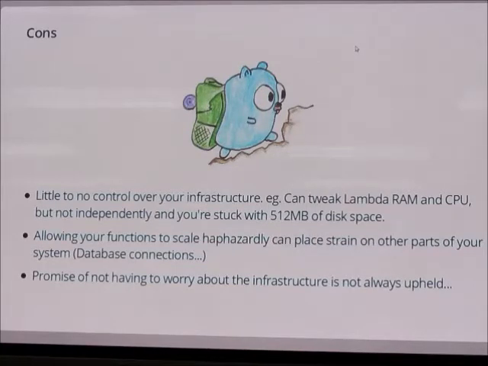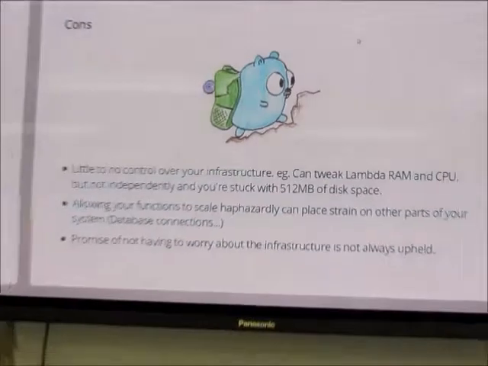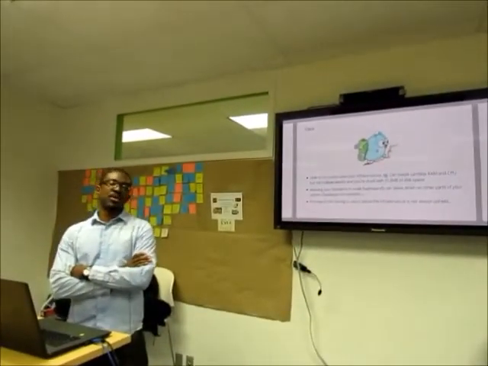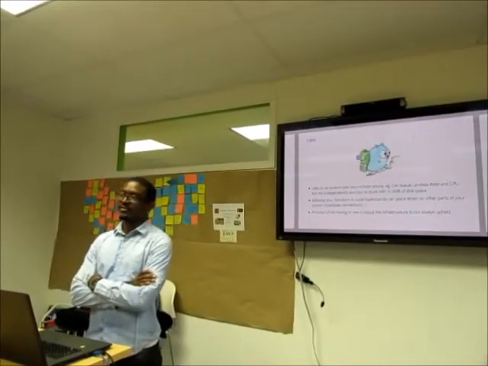Also, 512 megabytes of disk space is a hard limit, so they want you to use AWS S3, basically. Allowing your functions to scale haphazardly can place strain on other parts of your system. This is true for all microservices, really, but with Lambda it's further exacerbated because every single request, for example, would spawn off a new process.